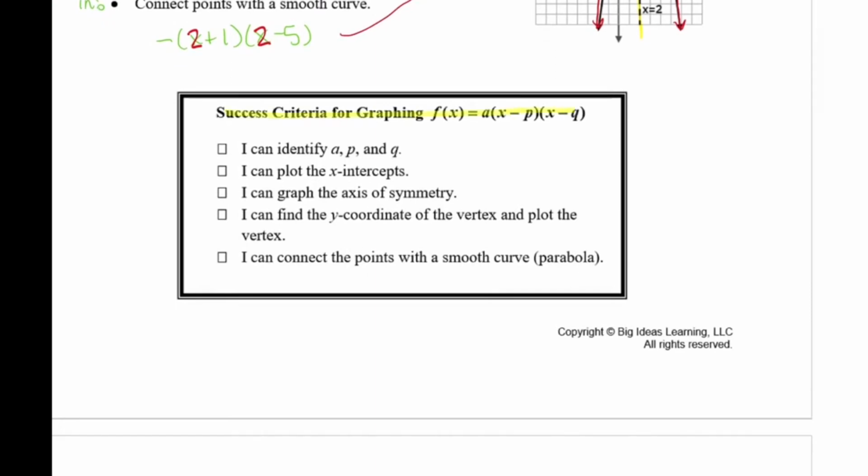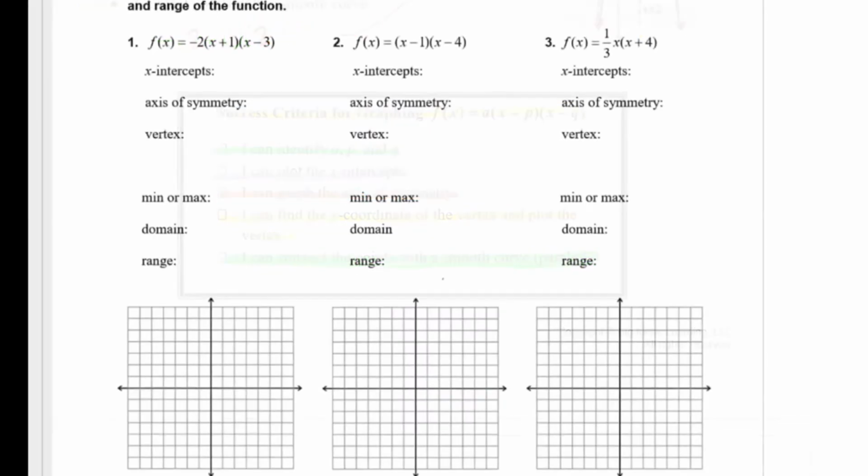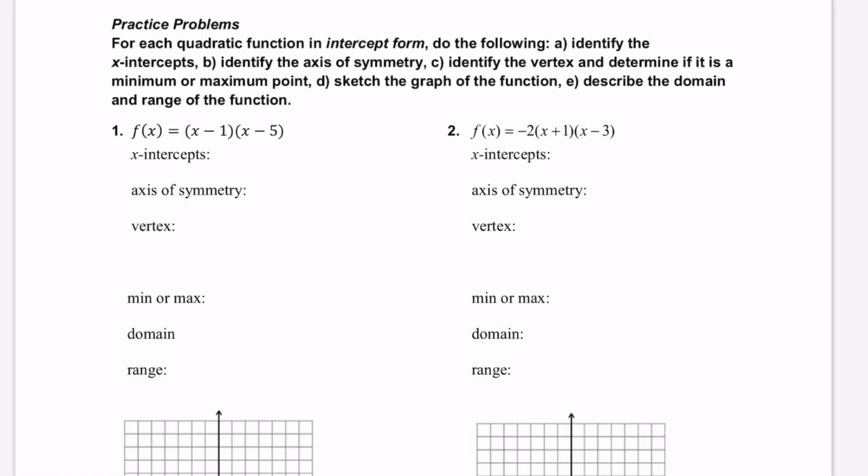Right here, we've got the success criteria for graphing these equations. We're identifying A, P, and Q. We're plotting the x-intercepts, finding the axis of symmetry. Then we find the y-coordinate of the vertex and plot the vertex. Then we connect those points with that smooth curve, which is a parabolic shape. Okay, let's go ahead and look at some practice problems.